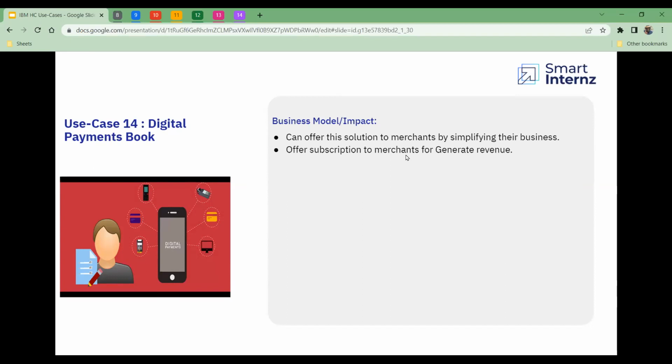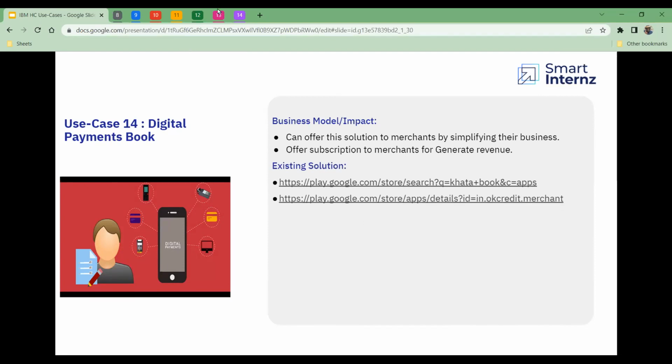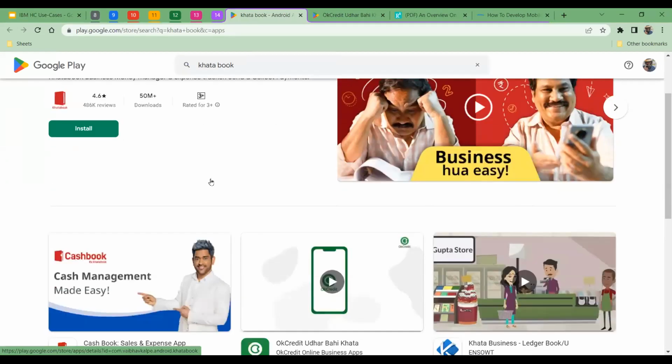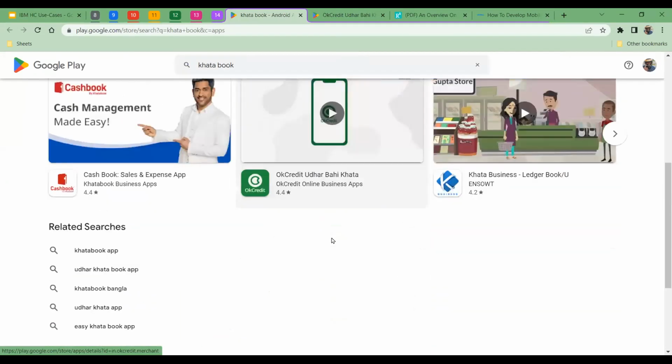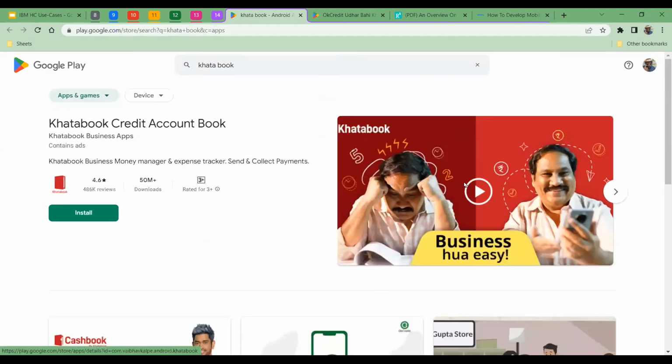Okay, so let's look at some existing solutions. We have this app called Khata Book, and one more, OK Credit Merchant. So let's look into the Khata Book app. This is an application that they have created for business, where everybody can go and the customer can add everything, so automatically a notification goes to the person who buys as well. So the buyer can see, and the seller can also see, what the remaining credit is and how we paid and all. So this is a good app.